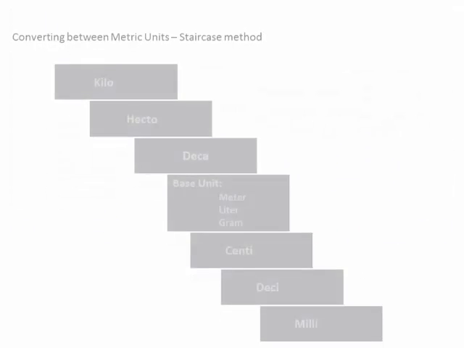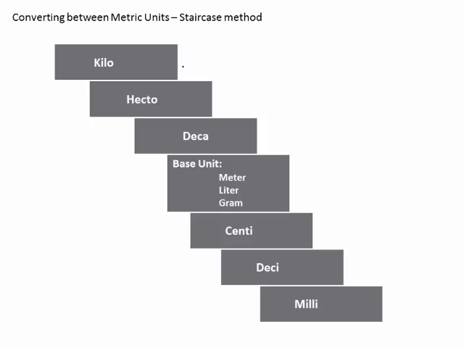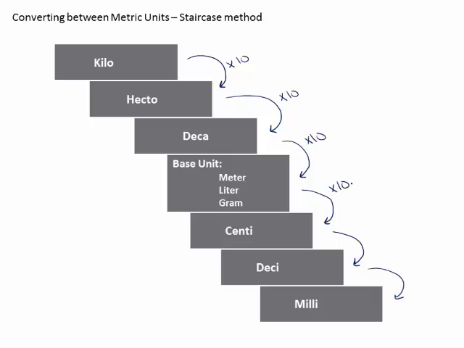Another way to look at these is we can do a staircase method. Each time you move down the staircase to a smaller sized unit, you multiply by 10, or you move the decimal that many places to the right. That's what multiplying by 10 does.